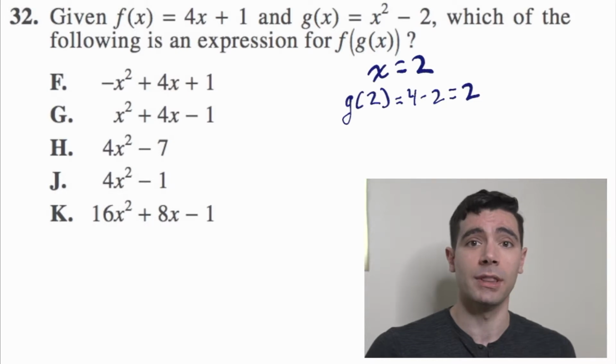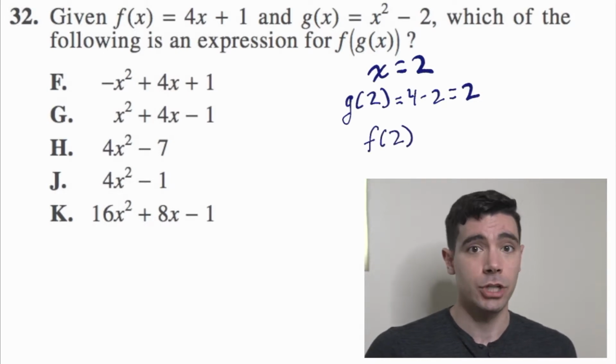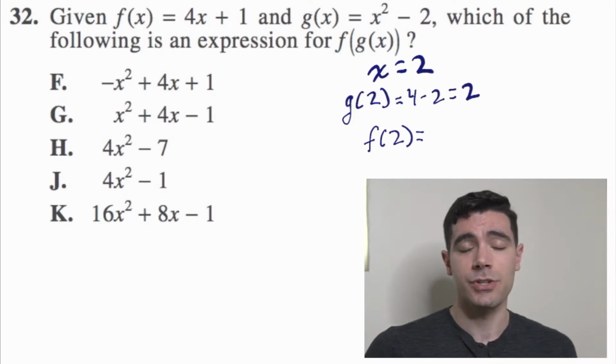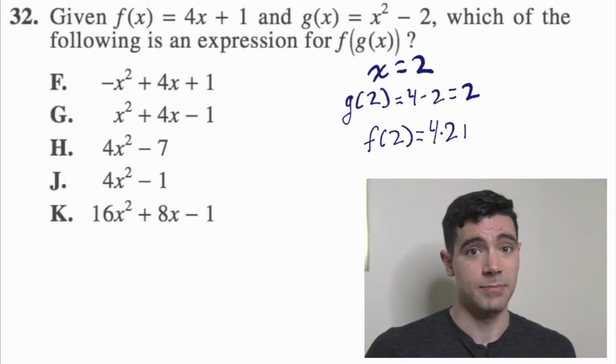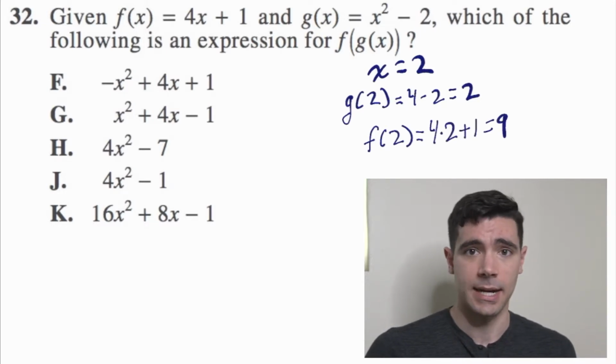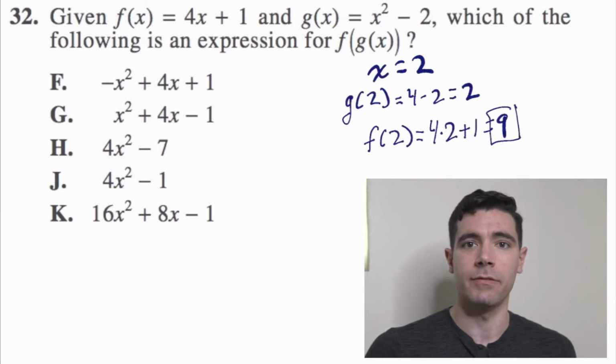Now we can move one level out in terms of our grouping. So we have now f of 2. The instructions for f say that when you have a number next to that, it means 4 times that number plus 1. So 4 times 2, 8, plus 1 is 9. So what we're looking for is 9. x is 2, and we're going to cross off all the answer choices that don't give us 9.